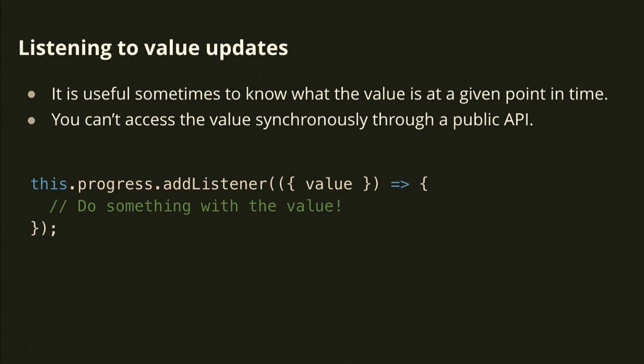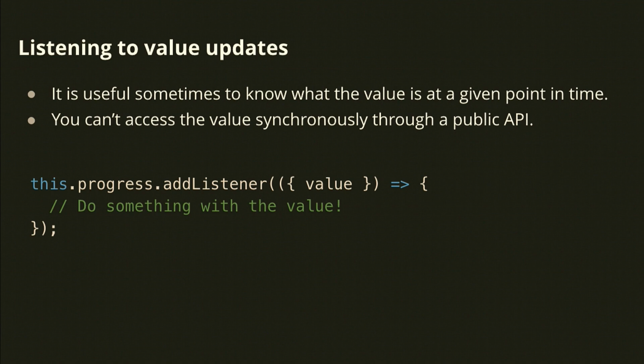So sometimes you'll want to subscribe to the updates to an animated value. For various reasons that'll become clear when we look more at the native driver, we should not depend on being able to access the animated value synchronously. So you shouldn't expect to be able to say this.progress.getValue or that kind of thing, but rather you subscribe to updates, and then the value is passed into a callback, and then you can do what you need from that callback.